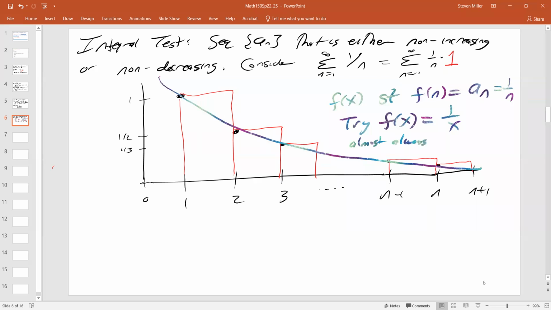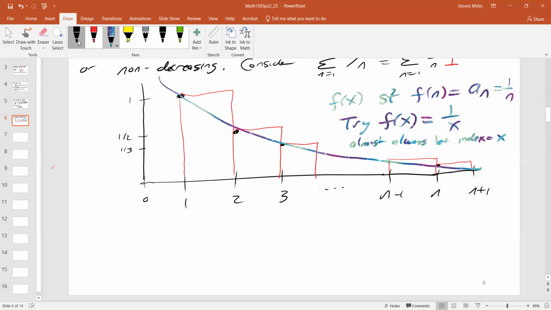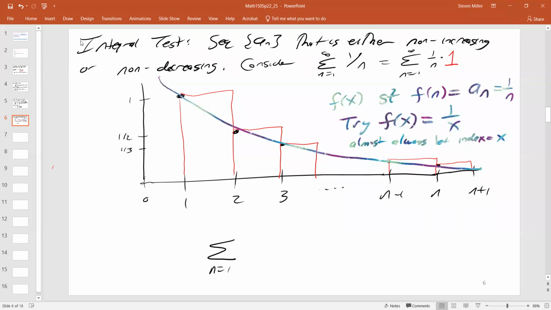Almost always, let the index equal x. That's almost always going to work if you're trying to find the function. You give me a function a_n, okay, let me just try replacing every n with an x and call that my function f of x. So now, what do we have? We have the sum, oh, sorry, I'm going to make these a capital N. The sum n goes from 1 to capital N of 1 over n. That's going to be greater than or equal to the area under the curve from 1 to, say, capital N.